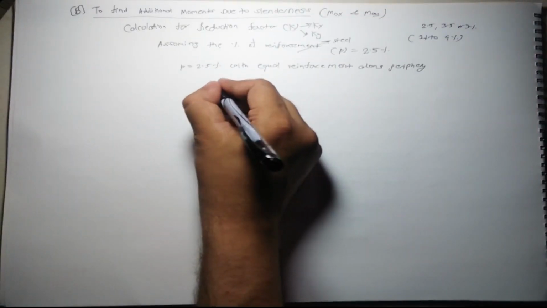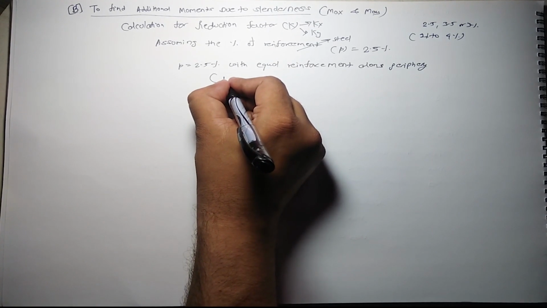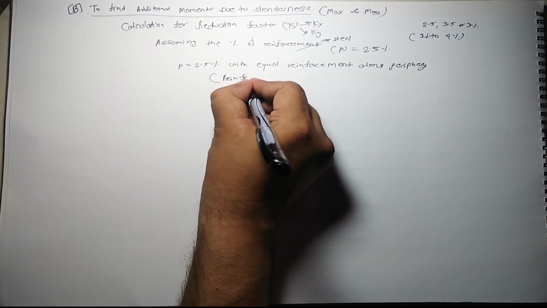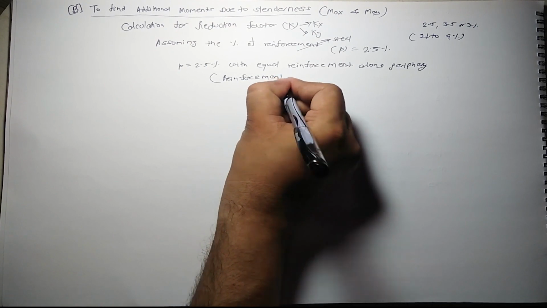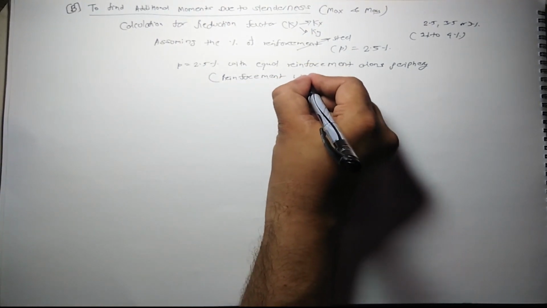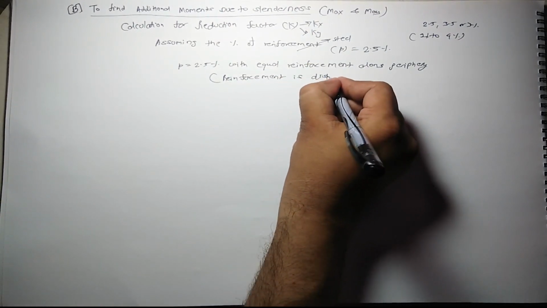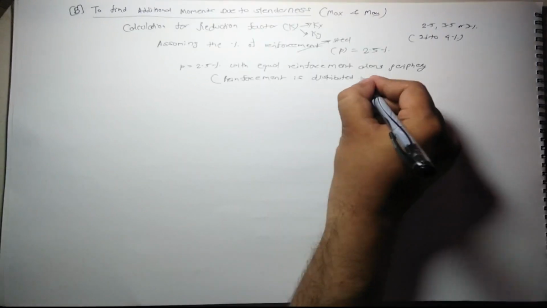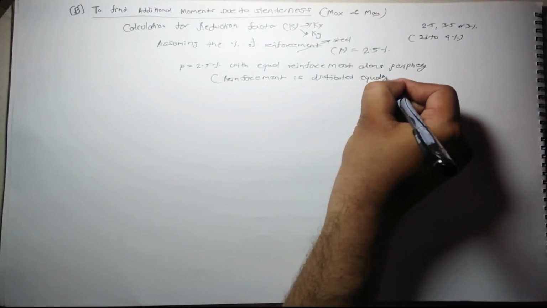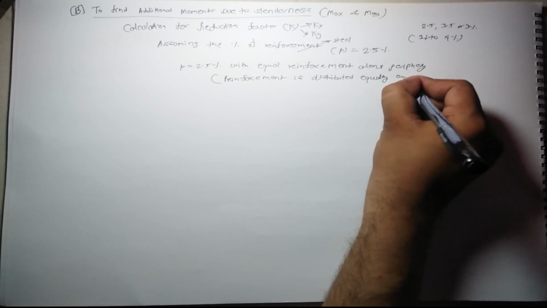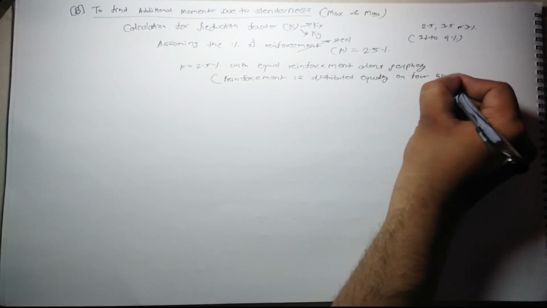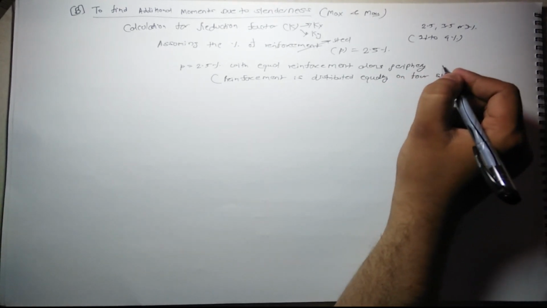Periphery means that the reinforcement is distributed equally on four sides. Equal distribution has to be there.